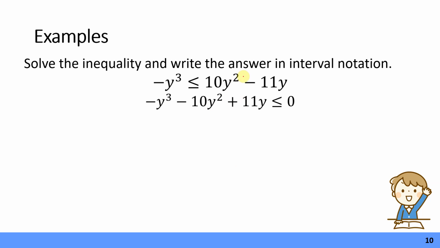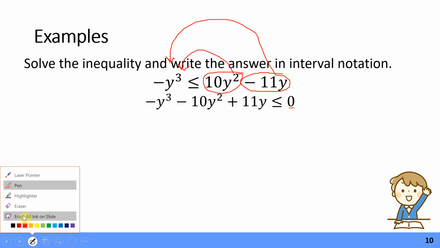All I'm going to do is throw this to the left side, but if I do that, it's going to become negative. And I'm also going to throw this to the left side, but obviously it's going to become positive. The negative y to the third didn't change sides. It's still on the left side, so that's why it stayed the way it was. Now, once these two move to that side, I'm finally left with a 0 on the right side. So that's step number 1.